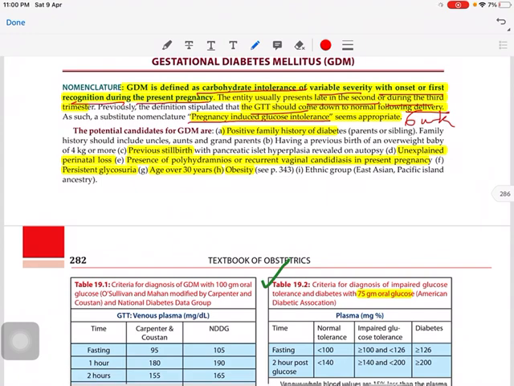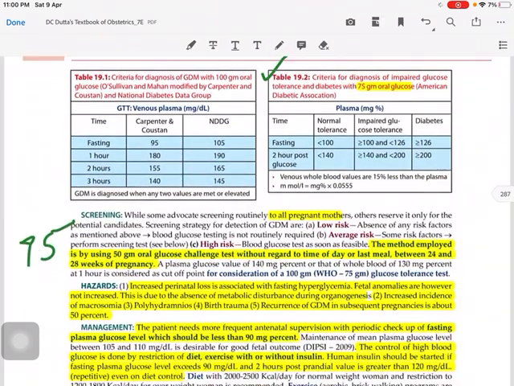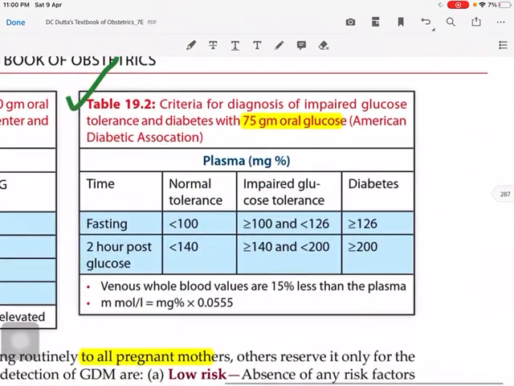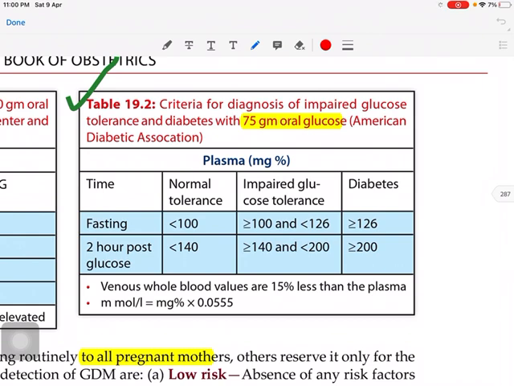Potential candidates that can have gestational diabetes are those who have a positive family history, a previous history of stillbirth, a history of unexplained perinatal losses, a history of polyhydramnios or recurrent vaginal candidiasis in the present pregnancy, persistent glycosuria, age more than 30 years, and obesity. So these are the values you should remember. If it is more than 126, it is gestational diabetes mellitus.